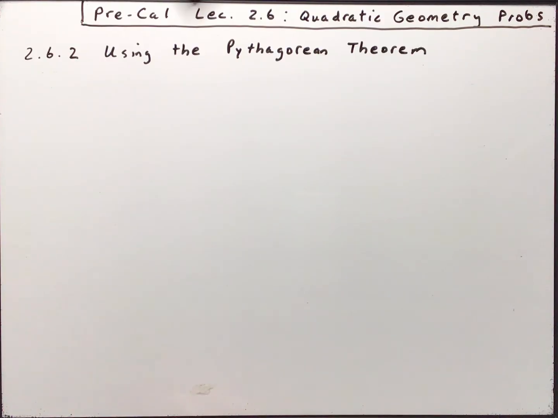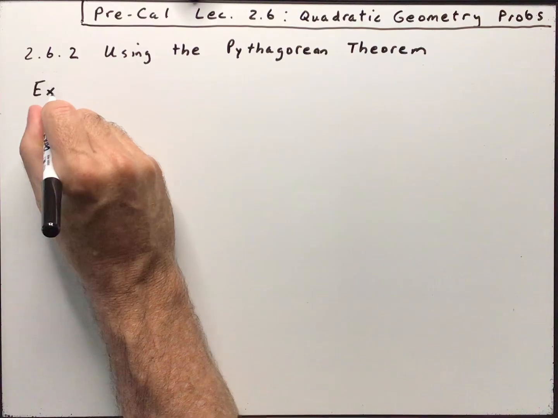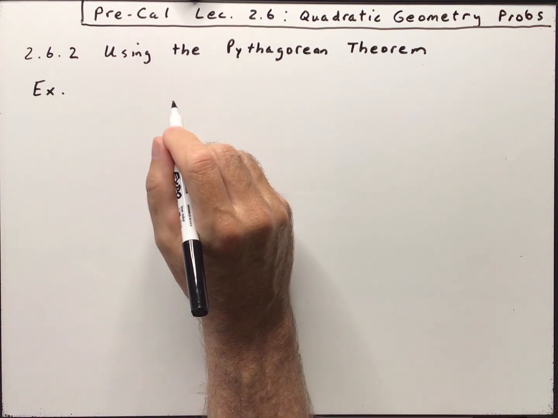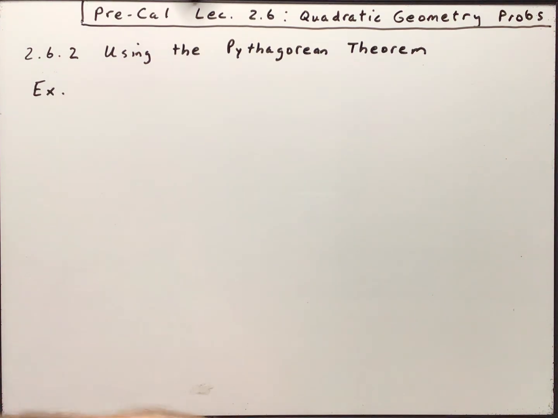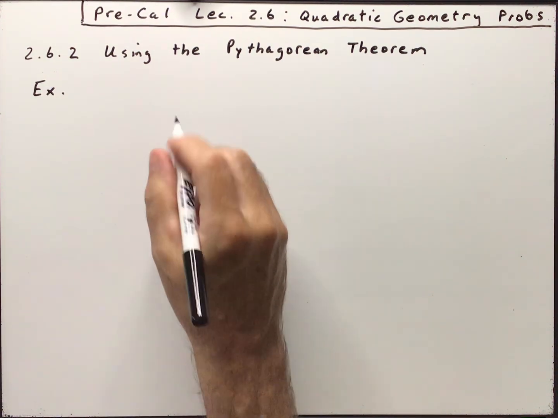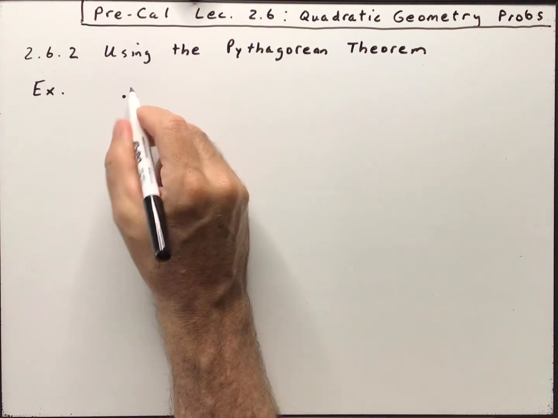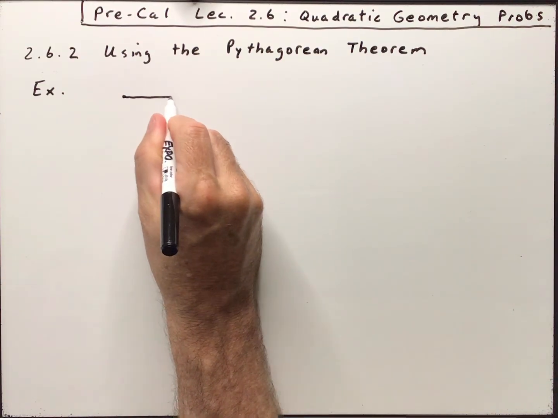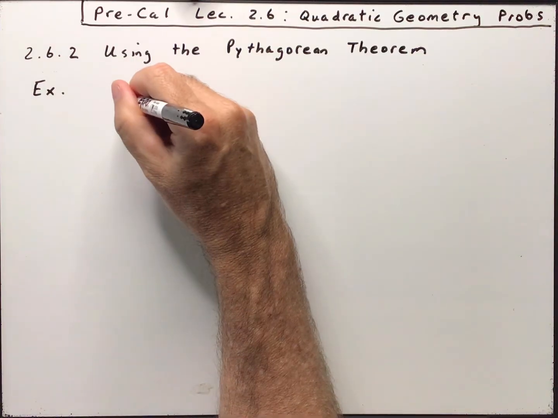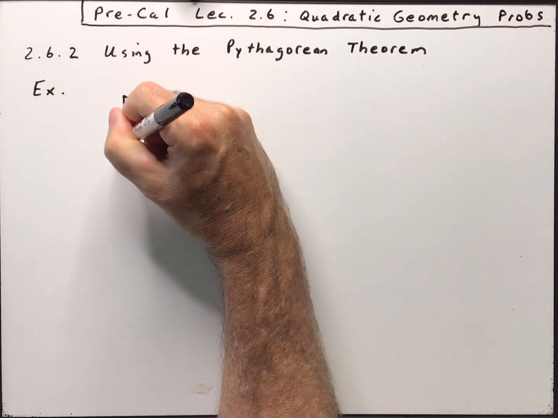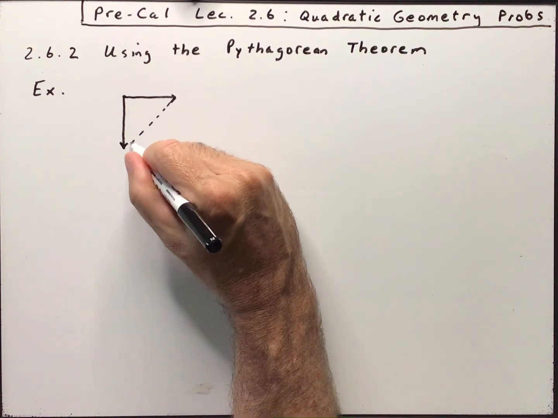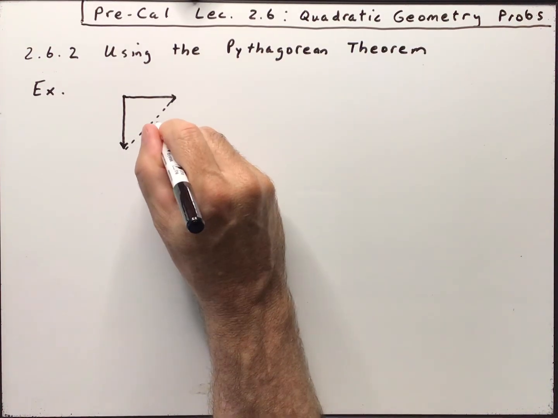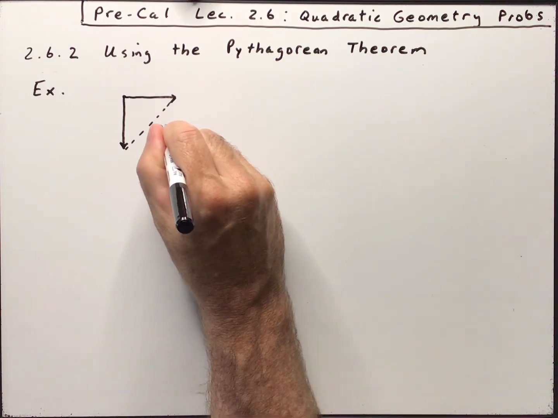It says, two cars arrive at an intersection at the same time. One drives east while the other drives south at 10 miles an hour faster than the eastbound car. After 2 hours, the cars are 100 miles apart. How fast is the southbound car driving? Okay, let's draw this out. So you've got a car headed east, and a car headed south. And we know that the distance between the two would be 100 miles after 2 hours.